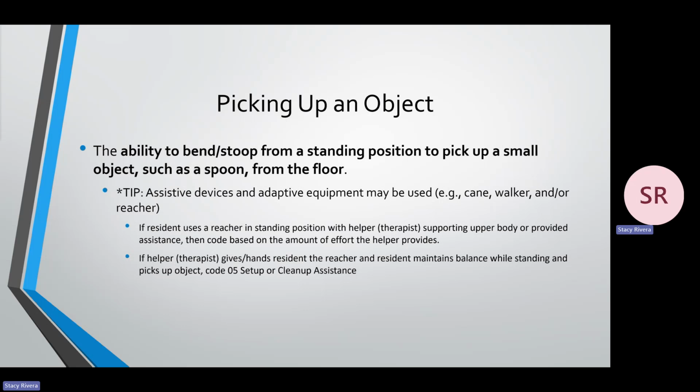So they can still use a reacher, they just need to be standing. If the resident uses a reacher in the standing position with a helper supporting the upper body or providing assistance, then code based on the amount of effort the helper provides. If the helper or therapist hands the resident the object, the resident maintains balance while standing and picks up the object, code setup or cleanup, which is item number 5.